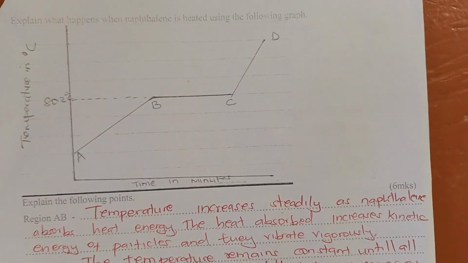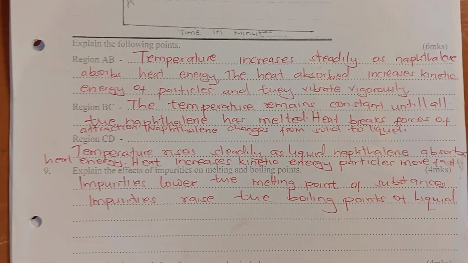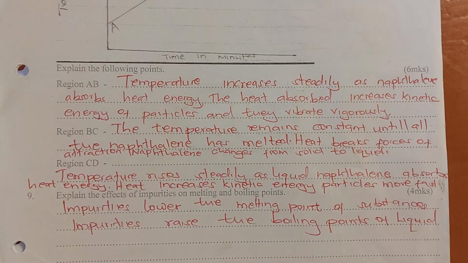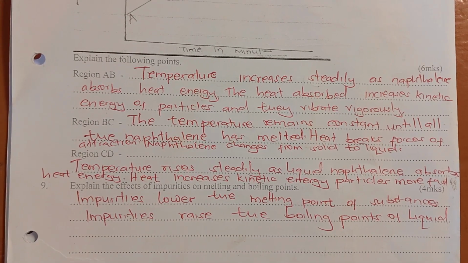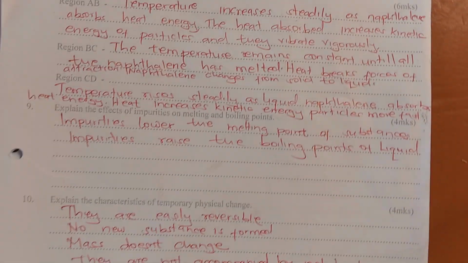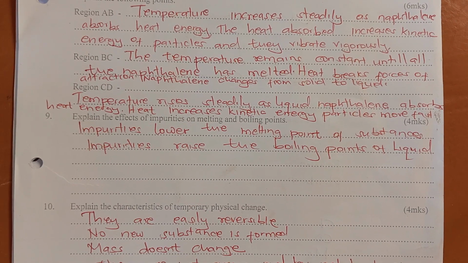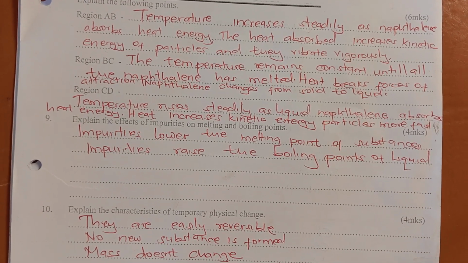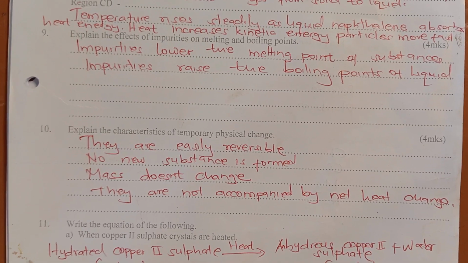Region BC, this is BC. So the temperature remains constant until the naphthalene has melted. So heat is used to break down the bonds between the naphthalene molecules, and then naphthalene changes from solid to liquid. Region CD, that is where temperature increases again. The temperature rises steadily as the liquid naphthalene absorbs heat energy, and then heat increases kinetic energy and the particles move faster.